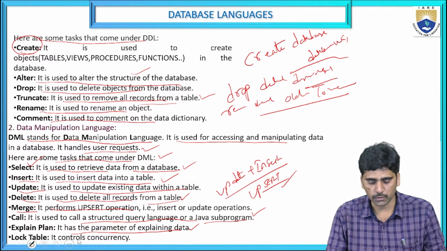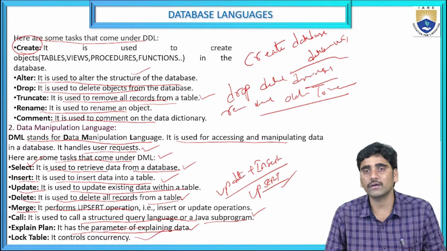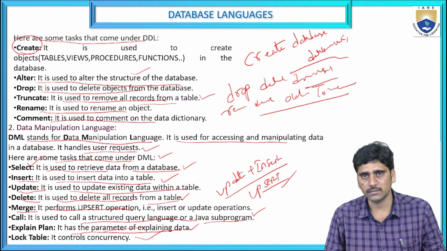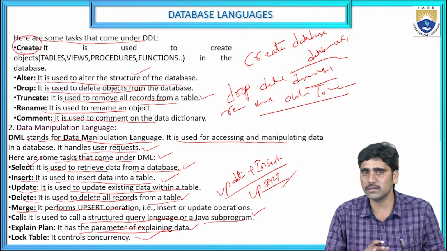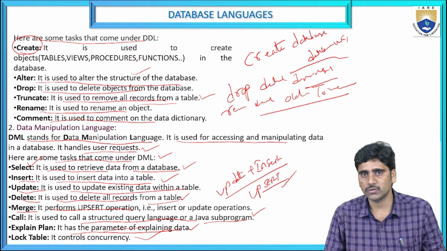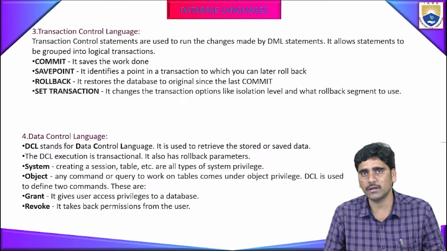And lock table. It controls concurrency of the data. Concurrency of the data is nothing but simultaneously accessing or simultaneously processing the data. So it controls that simultaneous parallel processing of data, right? So this is all about DDL commands and DML commands.